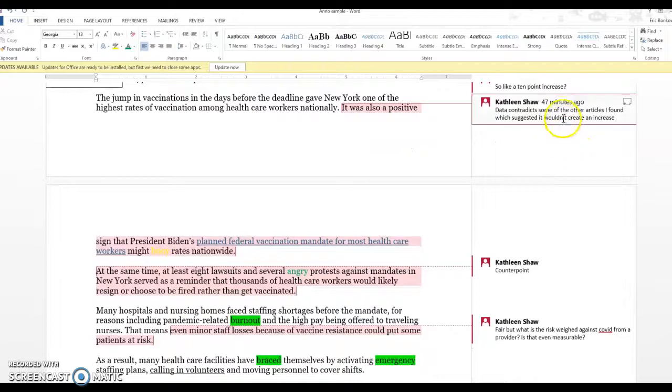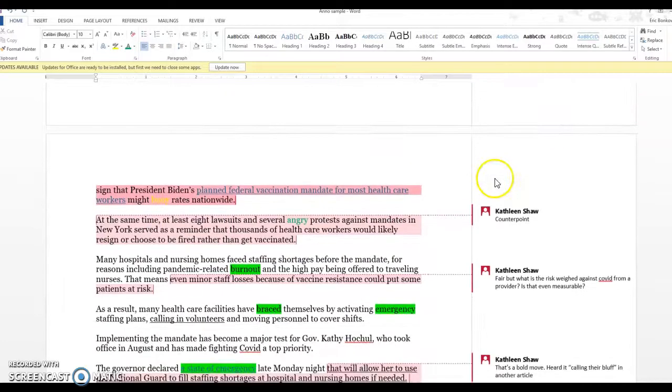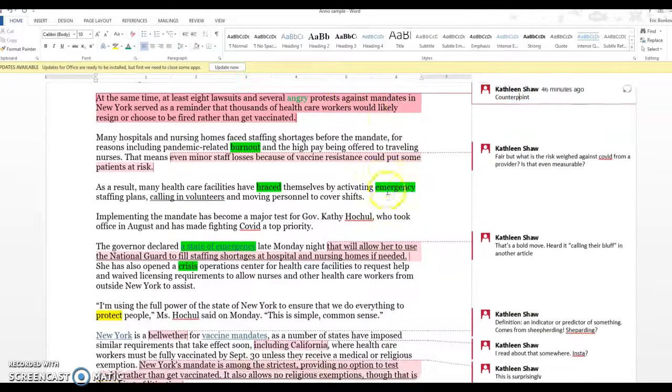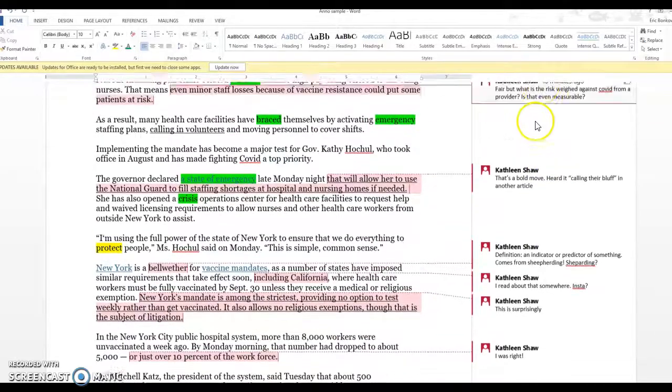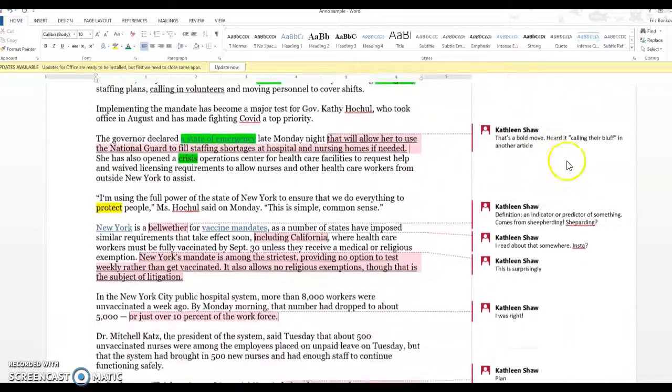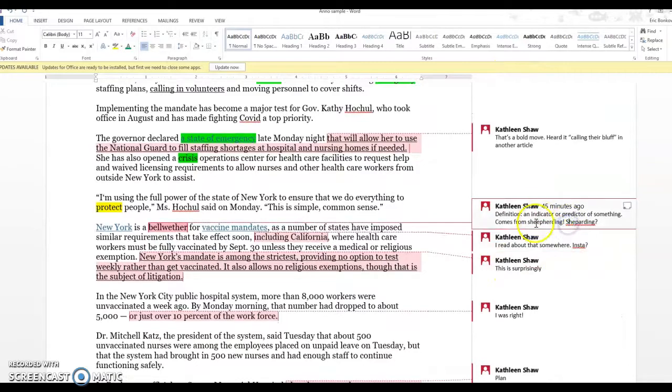Here I'm making a connection to other articles I've read. Here I'm identifying that this is a counterpoint. Here I'm having a thought. You can see, like, here I even say stupid stuff. Like, I never knew that bellwether, which I don't think is actually spelled correctly, I think it's with one L, was an indicator or predictor of something, and I think it comes from shepherding or sheep herding. I wasn't sure which.